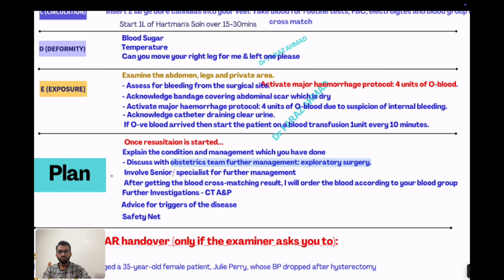It may need another surgery by the gynecology team, and they will assess you first and then make the decision. At the same time, you can say you will definitely involve your senior in the emergency department. After getting the blood group and cross matching, I will order the blood according to your blood group, and we will do further investigation under the gynae team, and then you will advise on the triggers of the disease and safety netting.